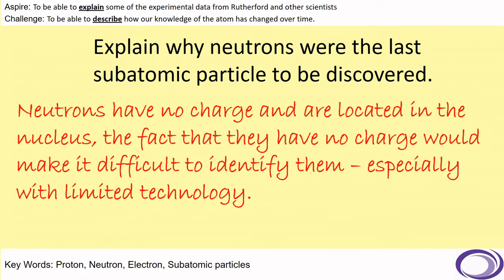Okay, so we've got to remember that neutrons have no charge and are located in the nucleus. So the fact that they have no charge would make it difficult to identify them, especially when scientists were working with quite limited technology. That's an interesting point to just make sure that we pick up on. As technology gets better, our knowledge does improve. So whilst we might think some of these ideas were quite novel, they didn't have what we have now to back up their ideas.